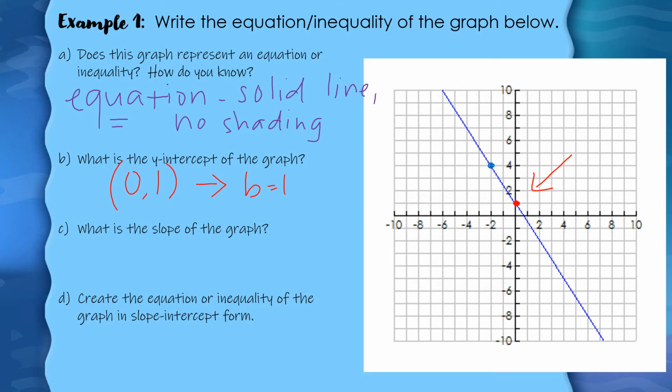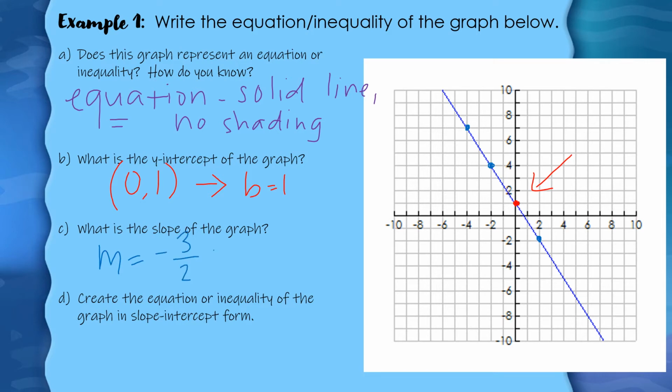And my hint to you would be make sure that that continues to work. So if I go up 1, 2, 3 over 2, does that hit my line again? And it does. Okay, what about if I go in the other direction? 1, 2, 3, 1, 2, that also hits my line. If it doesn't, then you probably didn't pick an exact point and you need to try to find a better point to use to find the slope. So the slope is going to be negative, rise 3, run 2.